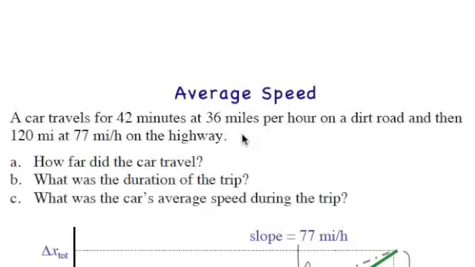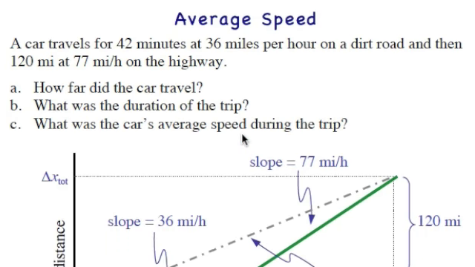A car travels for 42 minutes at 36 miles per hour on a dirt road and then 120 miles at 77 miles per hour on the highway. A. How far did the car travel? B. What was the duration of the trip? C. What was the car's average speed during the trip?